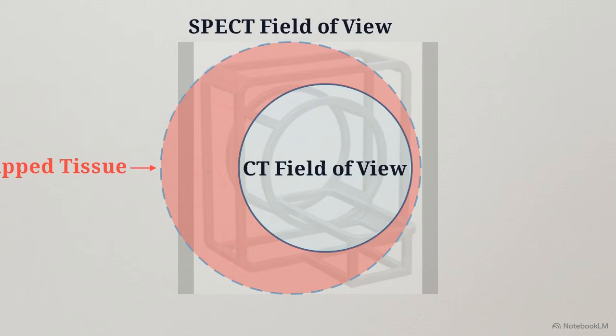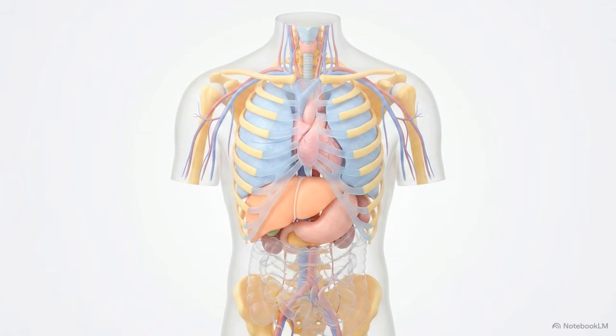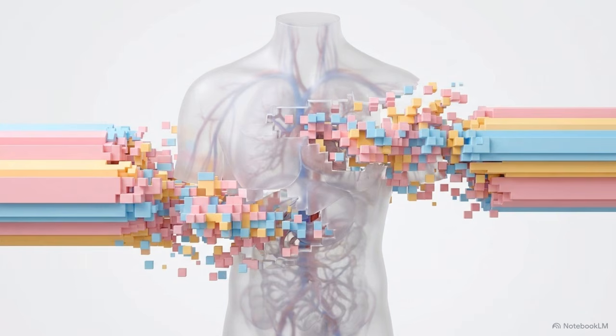Any patient tissue in that outer crescent-shaped gap completely lacks structural data from the CT. Without that CT data, the software cannot perform accurate attenuation correction for the functional scan. Missing this critical data results in severe artificial edge artifacts appearing directly at the boundary line of the CT field. Integrating high-resolution structural CT data is meant to clarify the image, but if the physical geometries are not perfectly synchronized, the structural data will paradoxically corrupt the functional map.